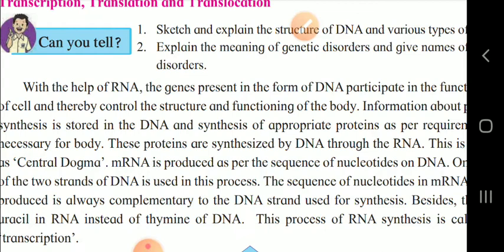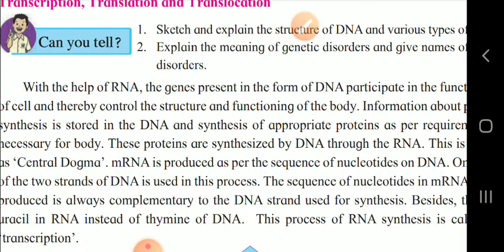So which are the three types of RNA? Messenger RNA or mRNA, transfer RNA or tRNA, and the last one is rRNA, that is ribosomal RNA. So this way we can see that there are three types of RNA, children.